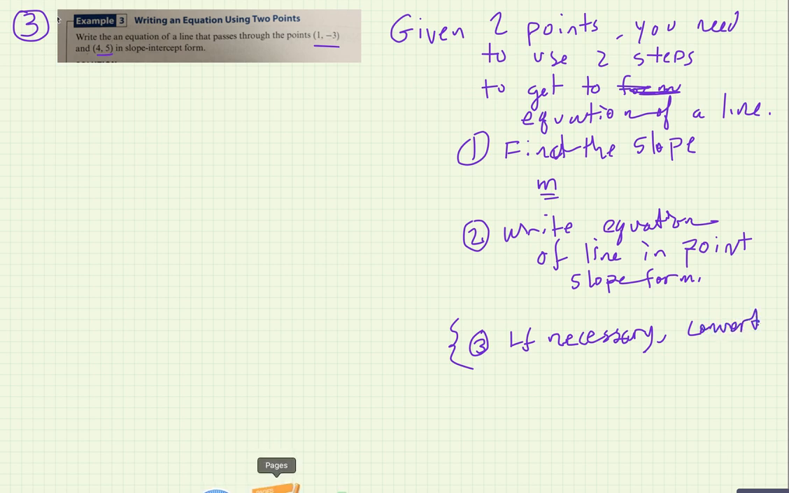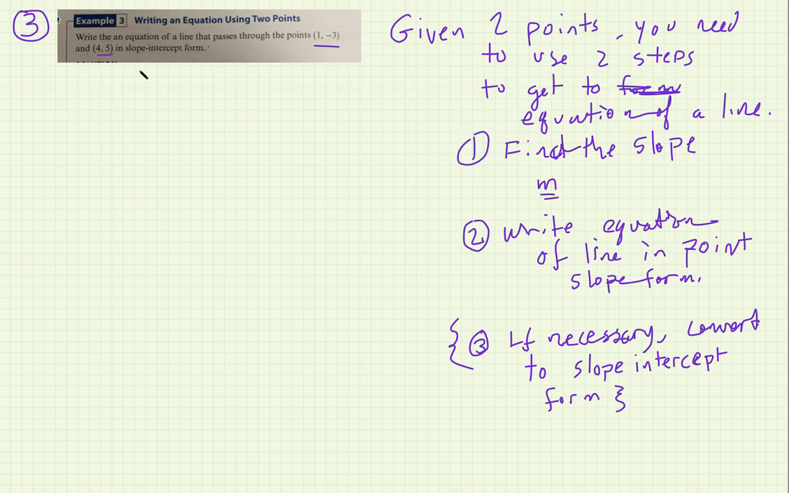You know what? I'm going to pause for a second and fix my pen. All right, hopefully it's a little better now. Yeah, I think it's working better now. I don't look like I'm an old person writing. So, if necessary, convert to slope-intercept form. But we're not going to do that here. We're going to do that in a later problem.